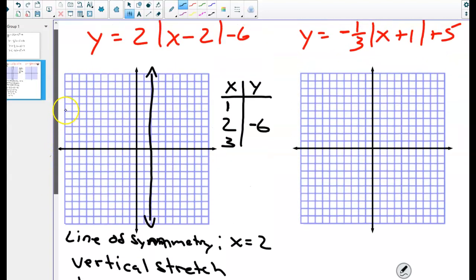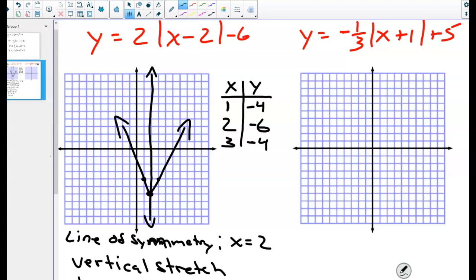And since these graphs are symmetric, the 3 represents a negative 4 as well. Okay? Now I graph the vertex 2, negative 6, then 1, negative 4, and 3, negative 4. And it's important my graph looks like a V. You've got to draw straight lines here. Okay? That's how you graph this.